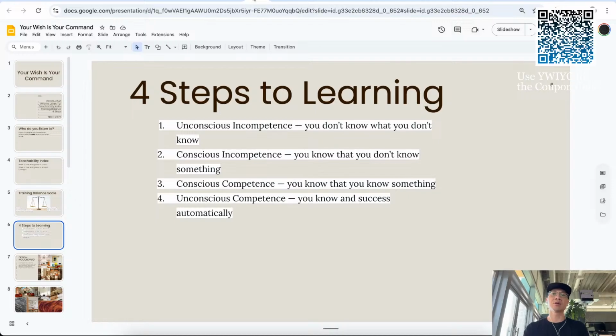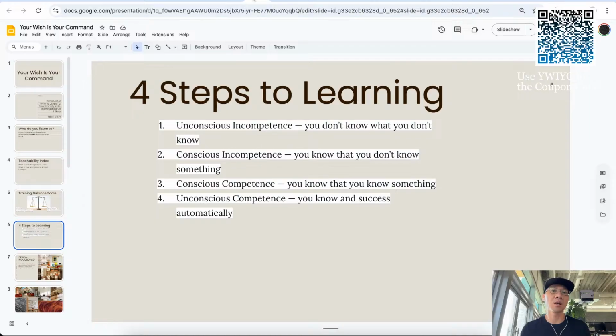4 steps to learning. We all go through these stages of learning, whatever we're doing. It could be driving a stick shift, learning how to use chopsticks for the first time, or tying your shoes for the first time. Everything that we're doing right now, your wish is your command, they always come back to these basic lessons.